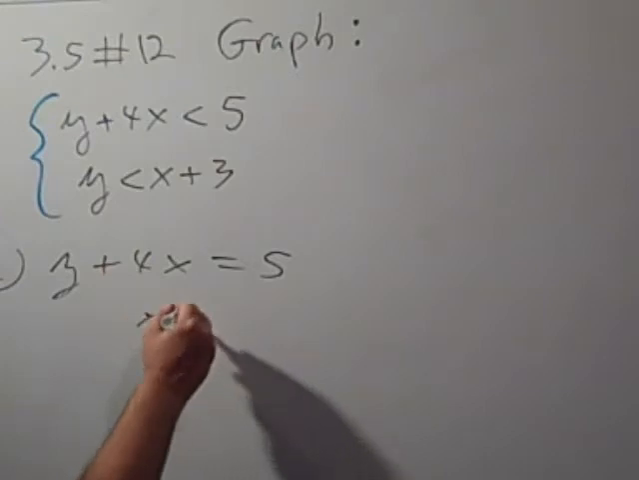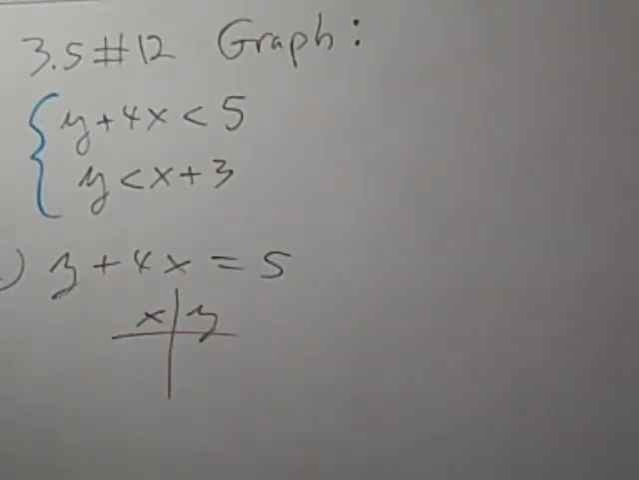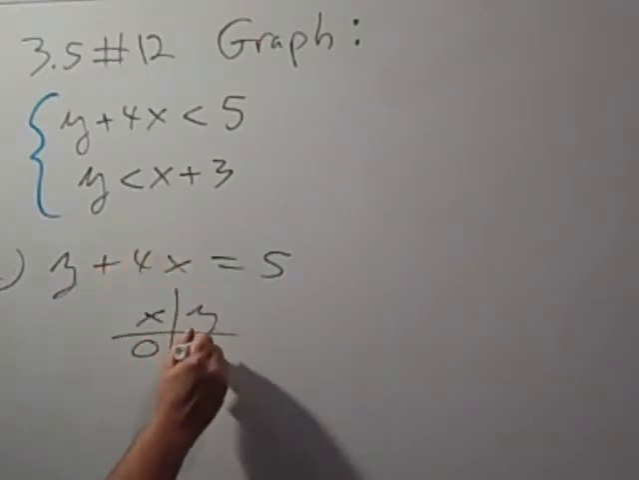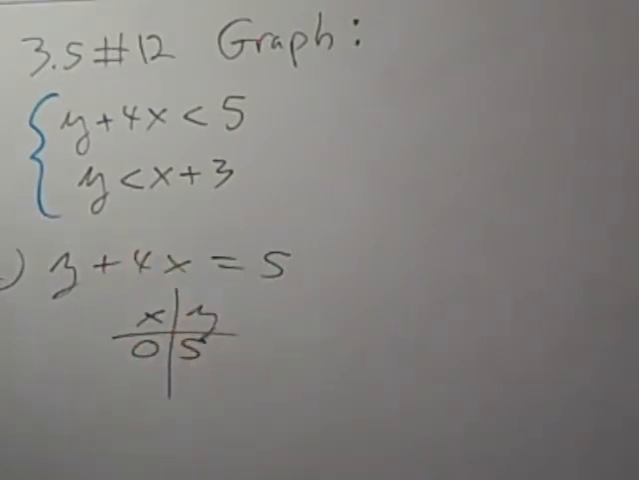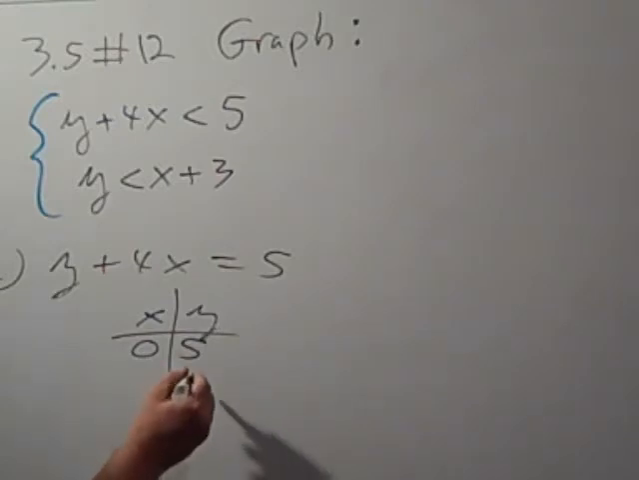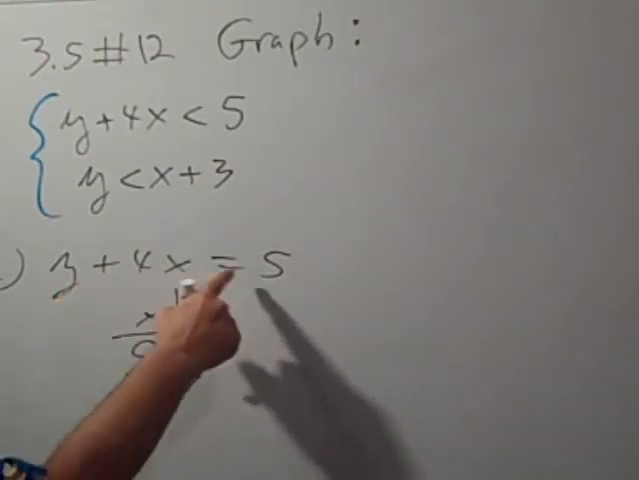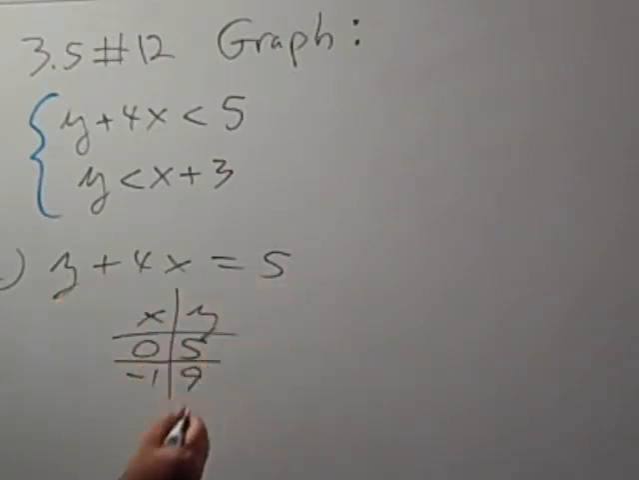So we need a little xy, two points on the line to graph it. If x is 0, then 4x is 0 and y is simply equal to 5. And another point would be, say, if y is 9 and x is negative 1, because 9 minus 4 equals 5. So there's 2 points on the line, so we can graph it.